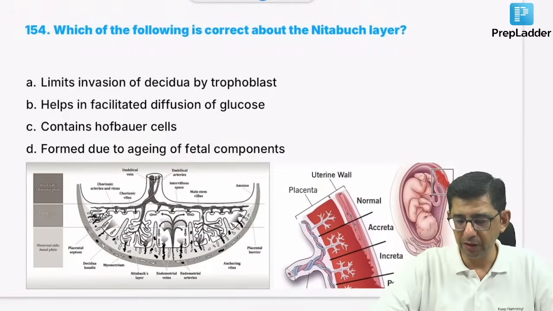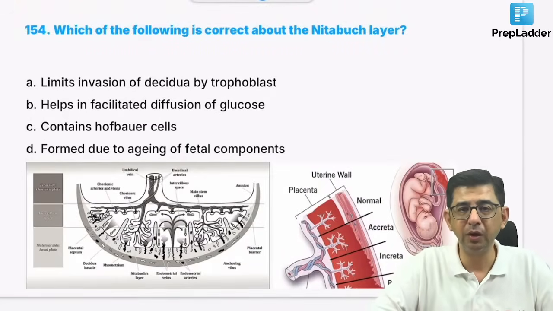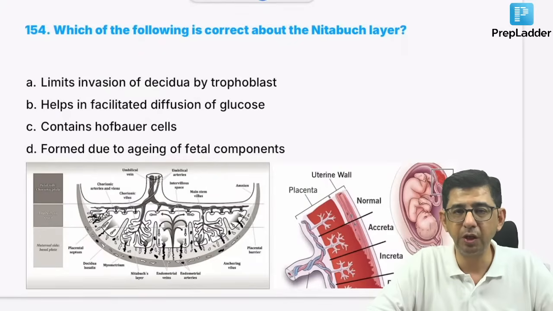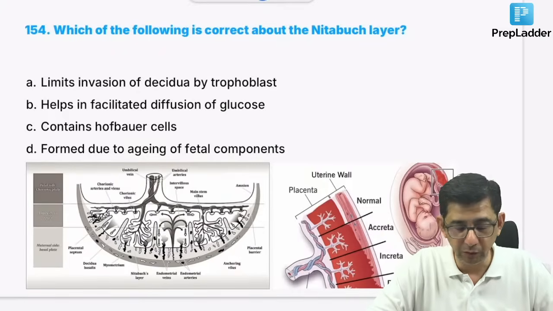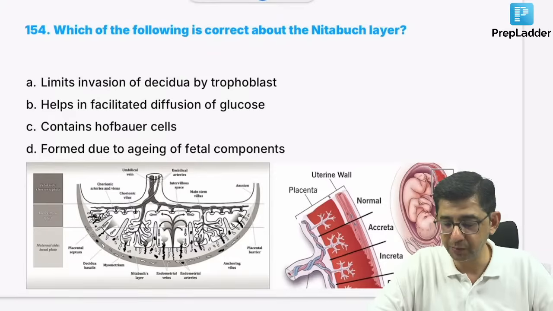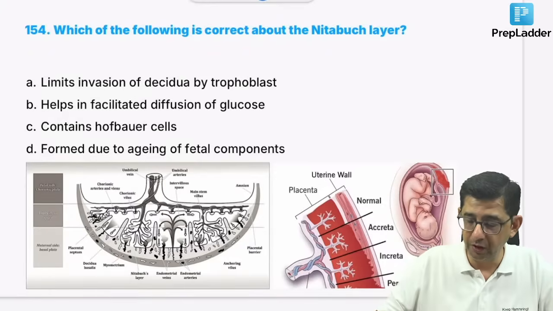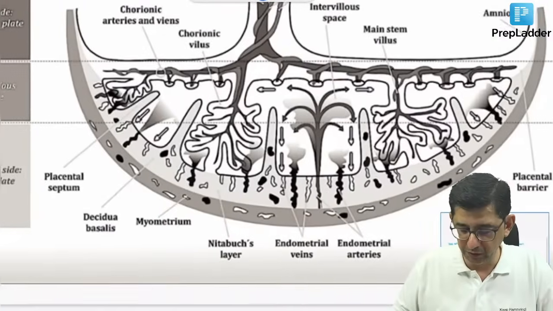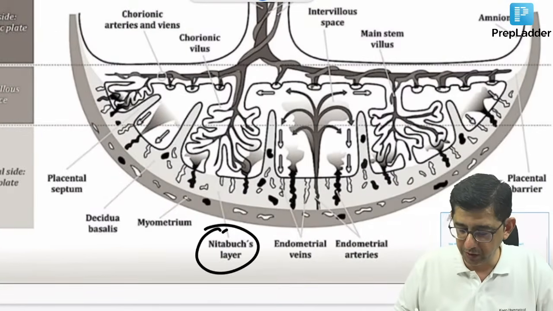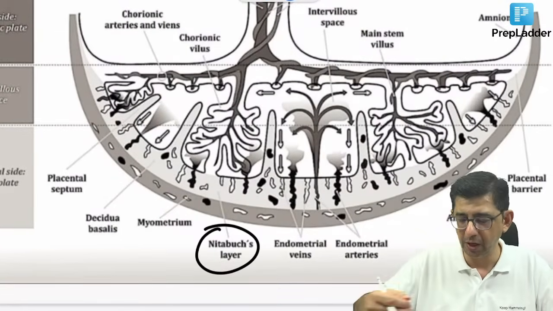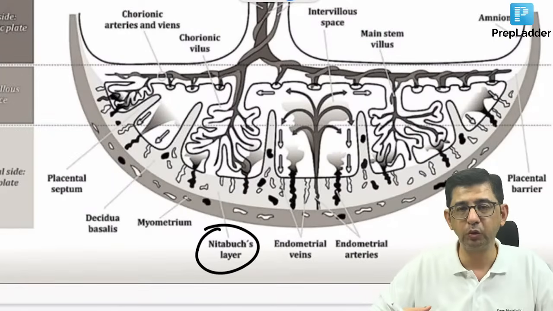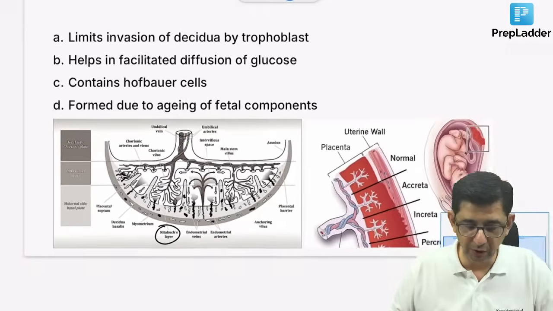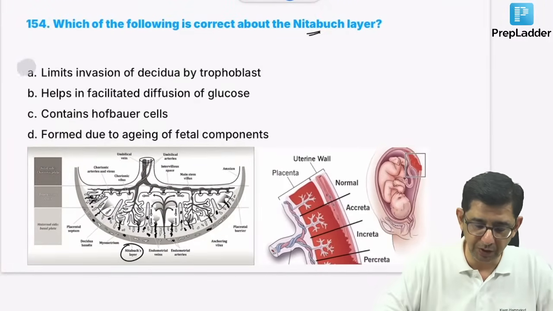Then, which of the following is correct about the Nitabuch layer? I put up this question because in the last NEET PG there was an image-based question on placenta accreta, I mean the placenta sticking to the uterine wall. The reason why placenta accreta comes up is mainly because of the absence of this particular layer. The Nitabuch layer is mainly responsible for limiting the penetration of the placenta into the uterine wall, and if this is missing, it results in the manifestation of placenta accreta.